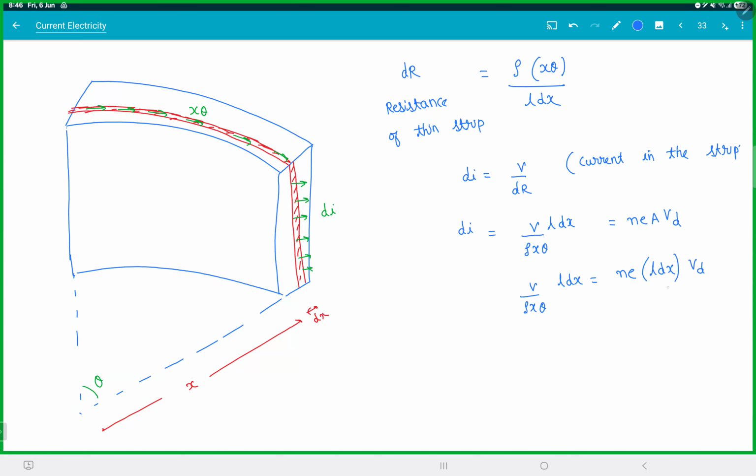L dx cancels off. So we get v drift is voltage by rho theta n e, times 1 by x. It's proportional to 1 by x. That means the electrons closer to the inner edge will go faster, and the electrons on the outer edge are actually going slower, isn't it? The farther the electron, the slower it goes. So all the electrons won't be reaching at the same time.